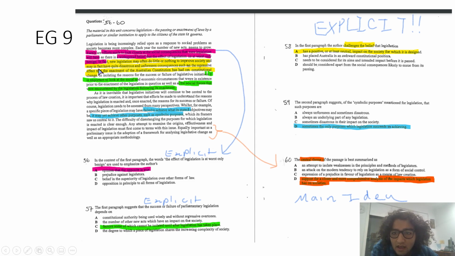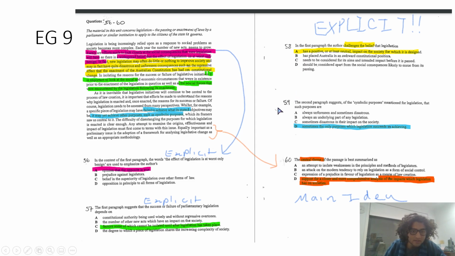In fact, it may have quite disastrous and unforeseen consequences, such as repressive effects. That's what he's saying. Actually, the widespread belief was that all legislation can't make something worse, can it? But this guy doesn't believe that. He's saying it does nothing to improve things and sometimes makes them even worse. Quite disastrous and unforeseen. That's A. So he's challenging that belief.